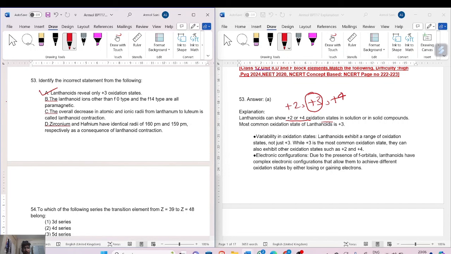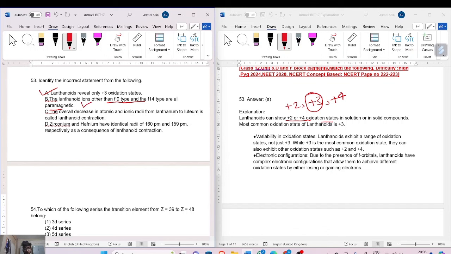The lanthanoid ions other than f0 type and f14 type are all paramagnetic. Yes, this is correct, because except f0 and f14, all the lanthanoid ions have unpaired electrons. And when they have unpaired electrons, they show color and are paramagnetic. So statement 2 is correct.